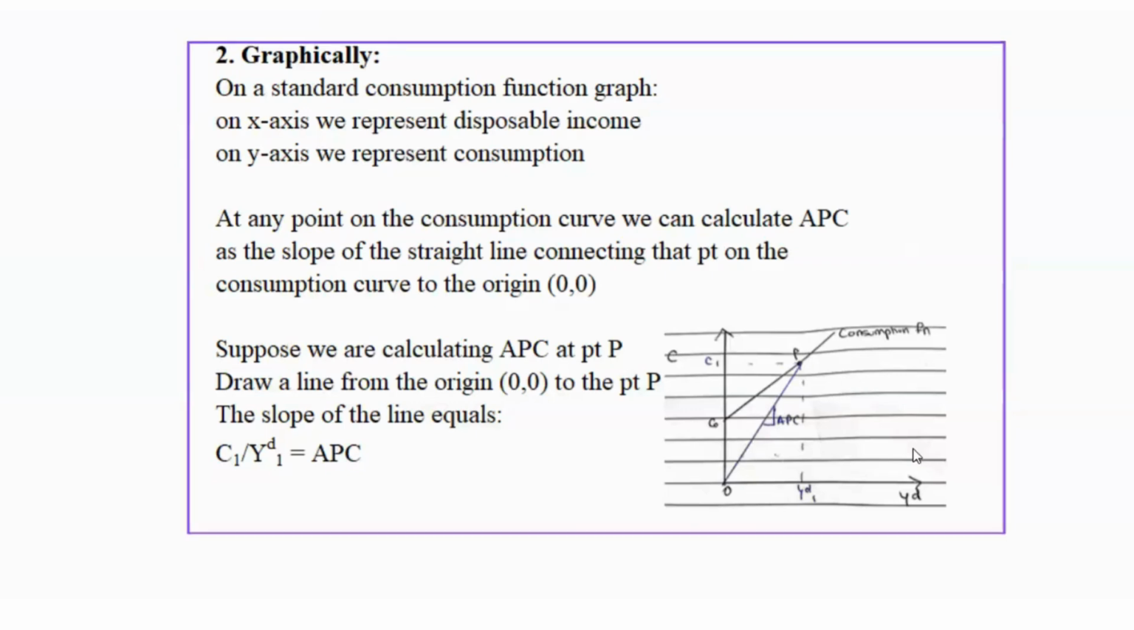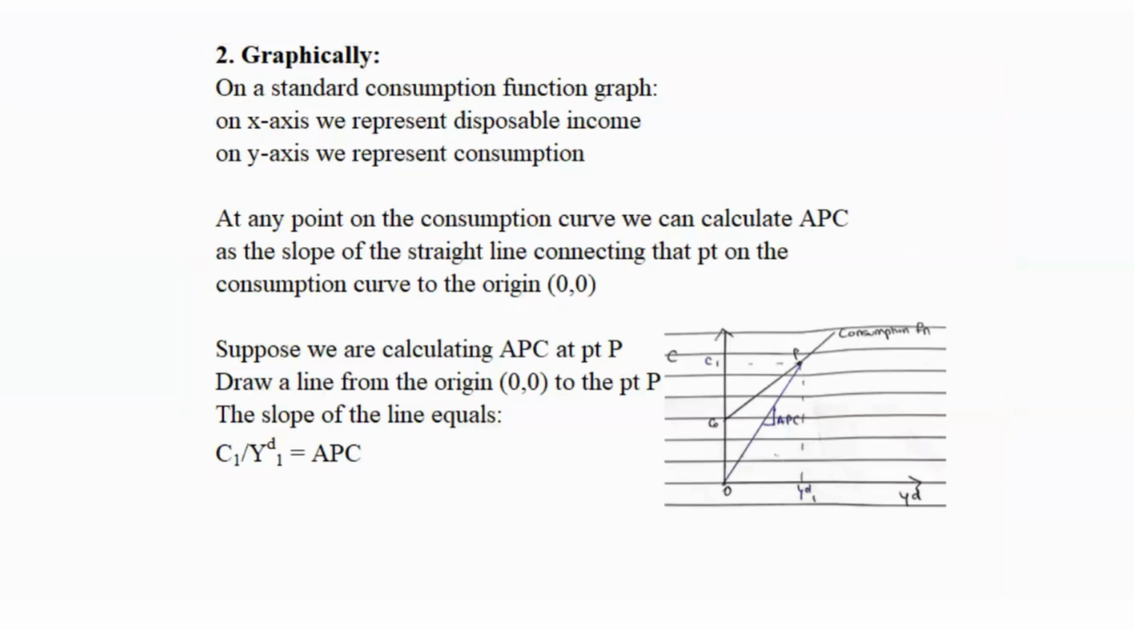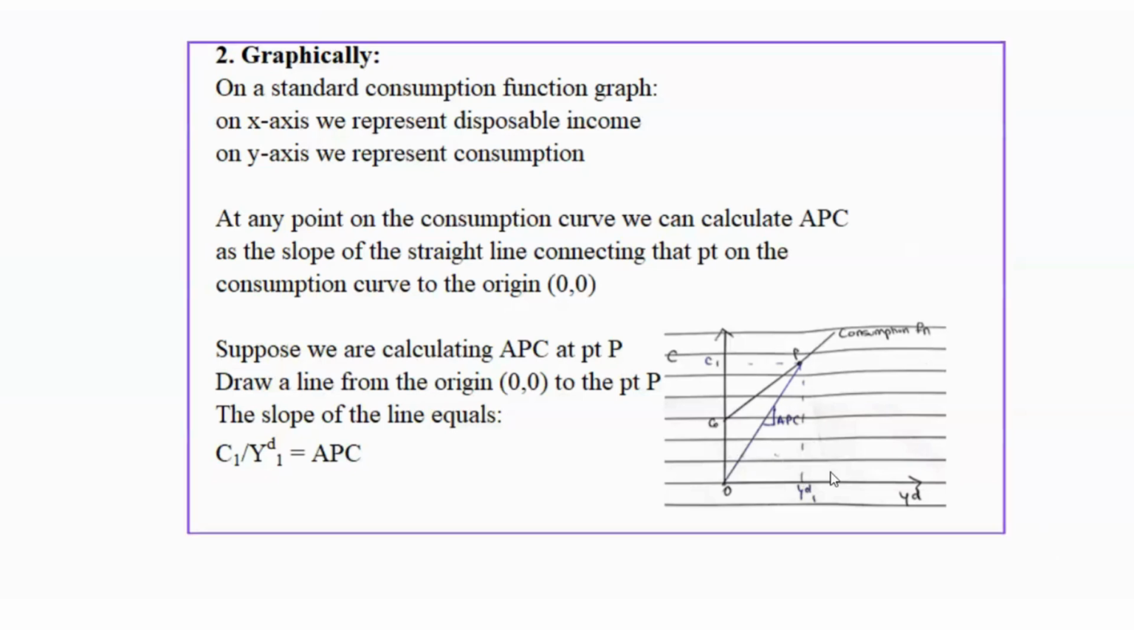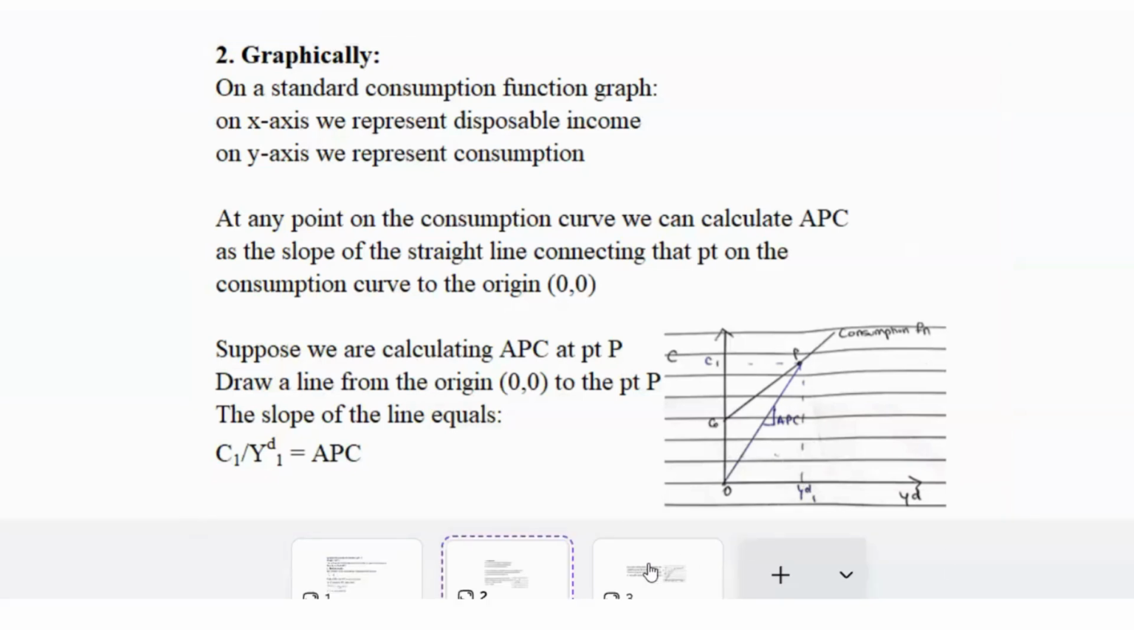So mathematically, to find average propensity to consume, just take the ratio. Graphically, at any point where you want to find the average propensity to consume, just draw a straight line from the origin to that point. The slope of the line connecting the point on the consumption function to the origin gives us average propensity to consume, because its slope is essentially the ratio of consumption to disposable income at that point.